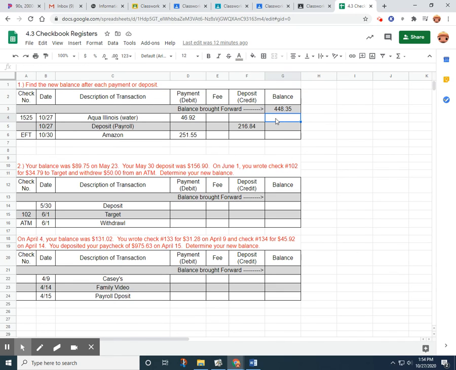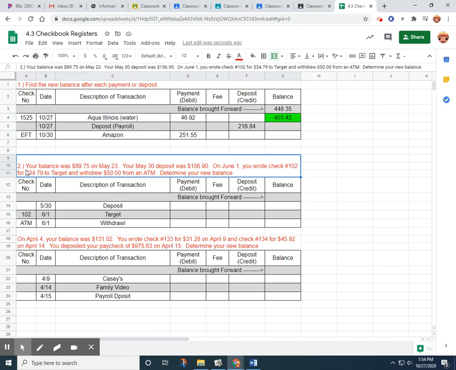When you go in and type in your correct answer, so this first one is $448.35 was her beginning balance, and then she wrote a check to Aqua for her water. So now she's at $401.43. It should turn cell green if it's correct. So anything you put over here in this balance column will turn green if it's right.